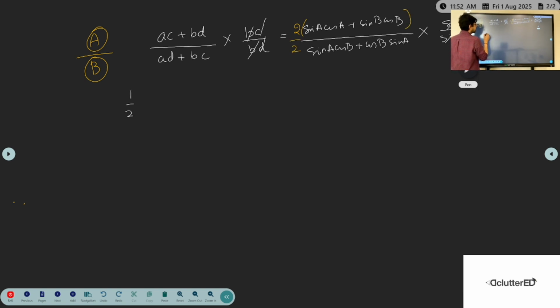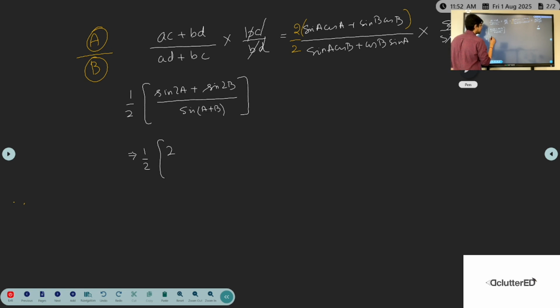So, I have 1 by 2 into (sine 2A plus sine 2B) divided by sine of (A plus B). So far good, and that's the solution, because after this I have to apply the formula of sine C plus sine D, which I will write as half into 2 cos (A minus B) into sine (A plus B) by sine (A plus B).